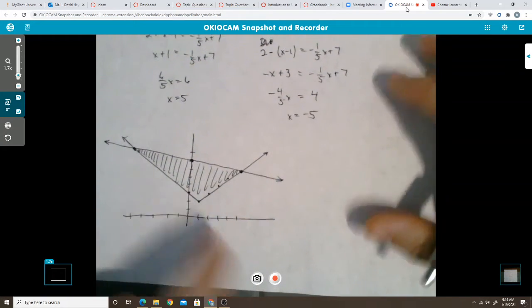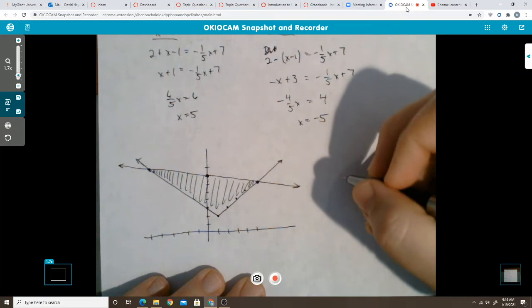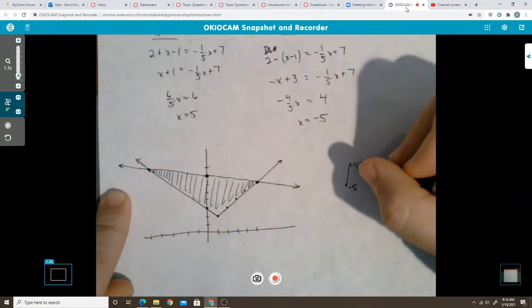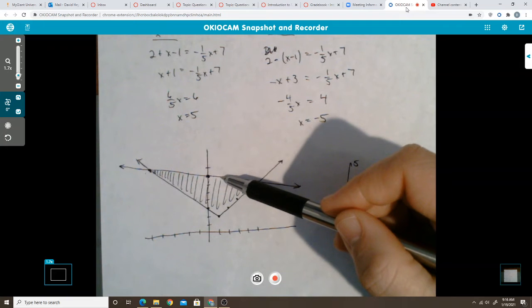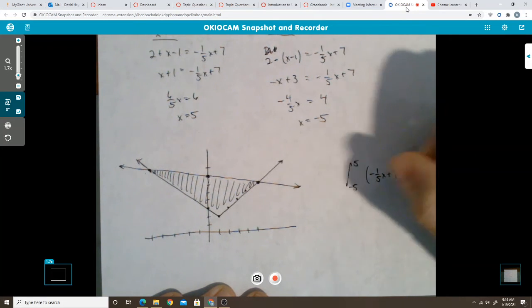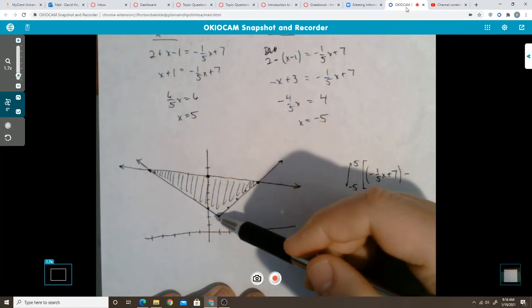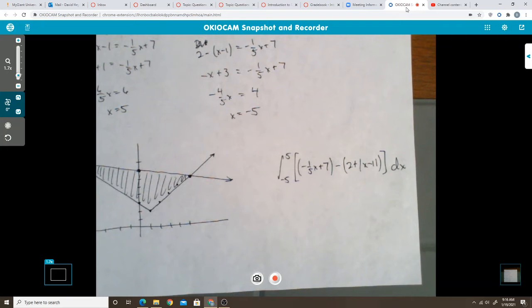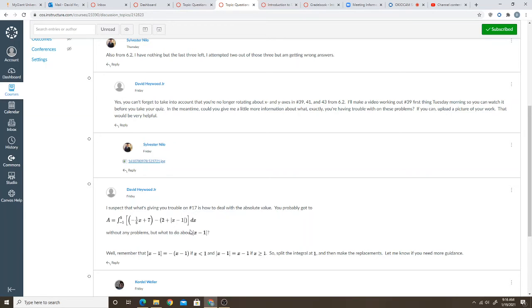Now the question is, what is the area? Well, the area is going to be the integral from -5 to 5 of the top function, that would be y equals -1/5 x plus 7, minus the bottom function, that would be 2 plus the absolute value of x minus 1. And there's the setup.